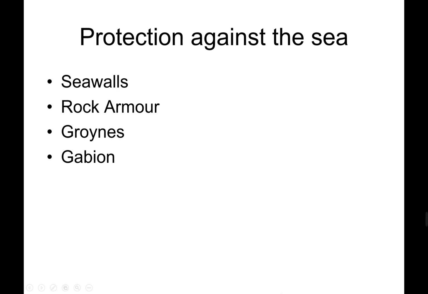Right, so what can we do about this? Because we can't stop the waves from breaking and we can't prevent storms. There are 4 different methods that we can use to protect against coastal erosion: seawalls, rock armour, groins and gabions. Now you don't need to take these down because these are in your book, so I'm just going to go through them and explain what they are.